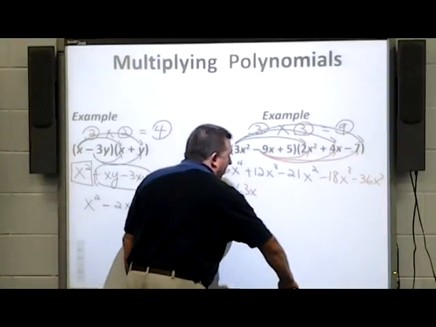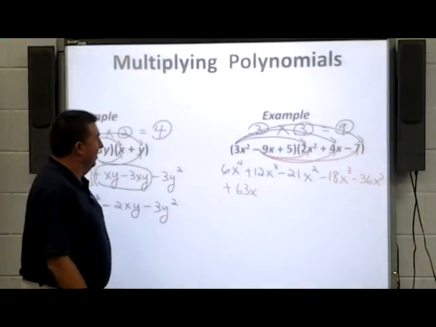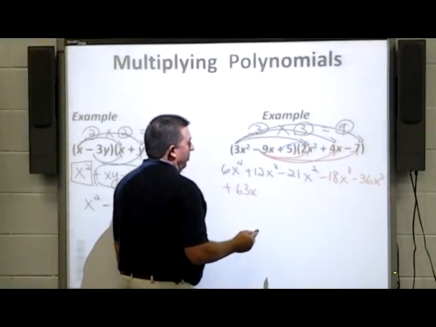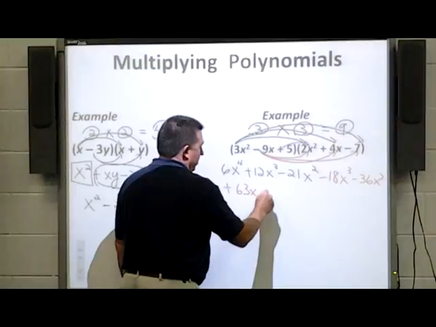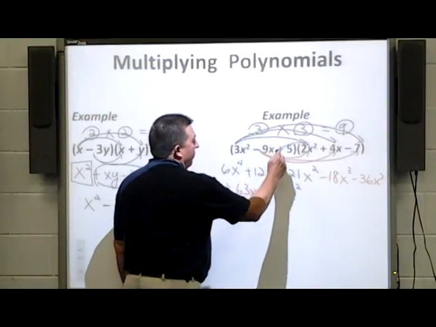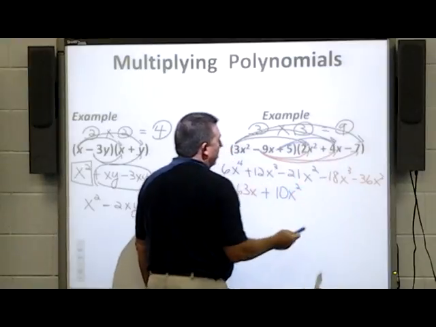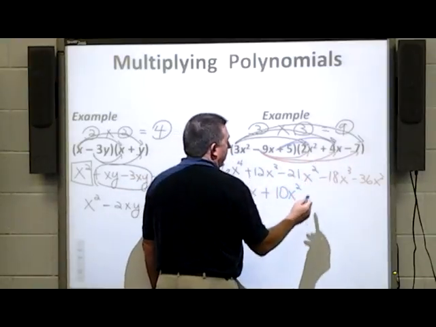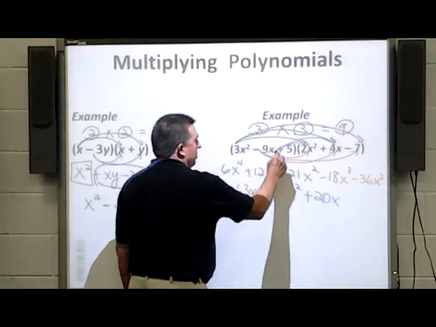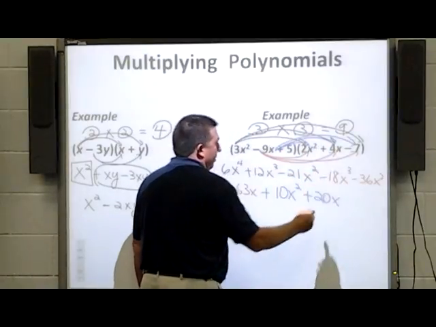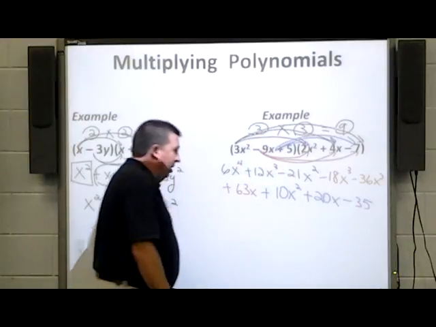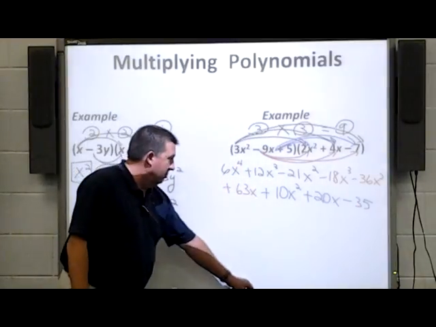And bear with me, I'm going to multiply one more time. Now I'm going to take the 5 times the 2x squared. 5 times 2 is 10, so I have 10x squared. Then I have 5 times 4x. 5 times 4 is 20x. And last but not least, positive 5 times negative 7 is negative 35. Let's see if we got 9 terms, if that's what we're supposed to have.